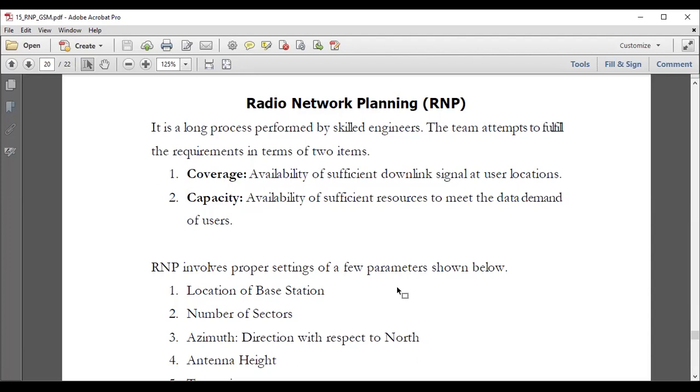However, this is also dependent on the user distribution, and also the type of users that you have in the particular area. Some areas may not have even any user. Well, there may be a lake or something, or some hills. So some areas you may live without coverage.